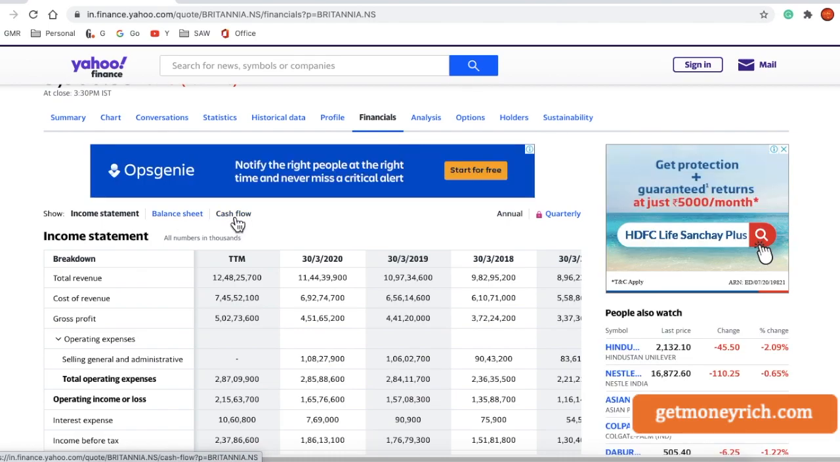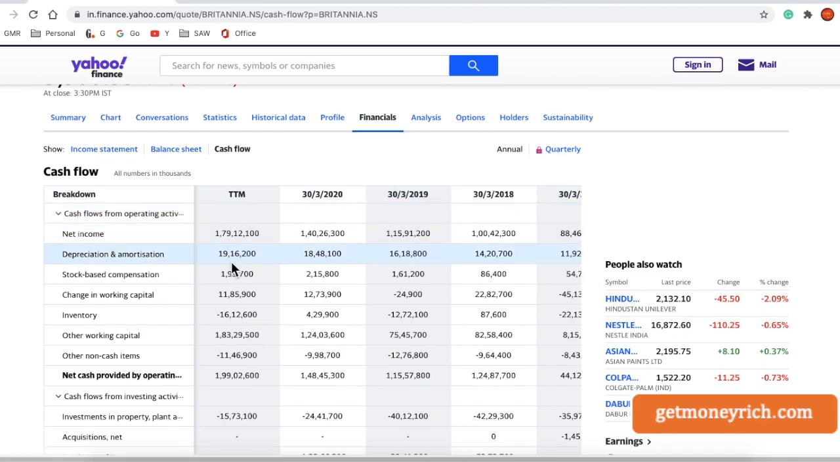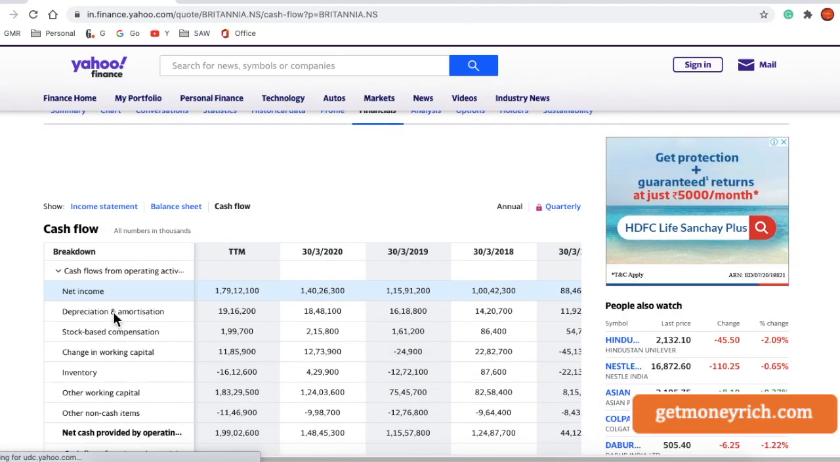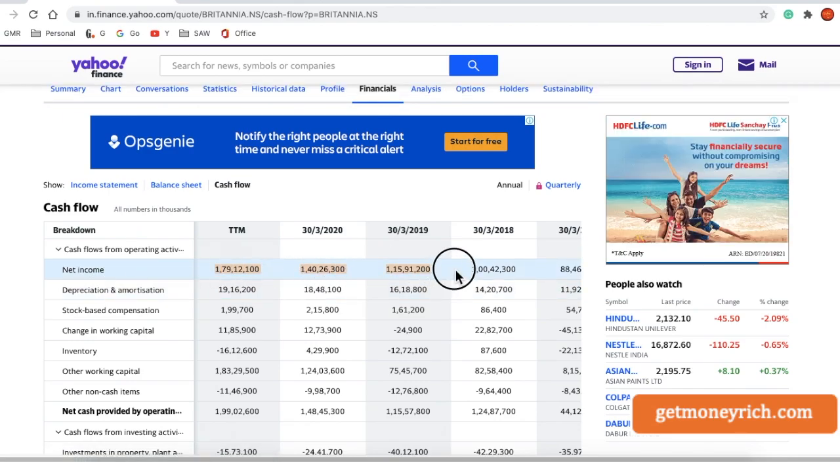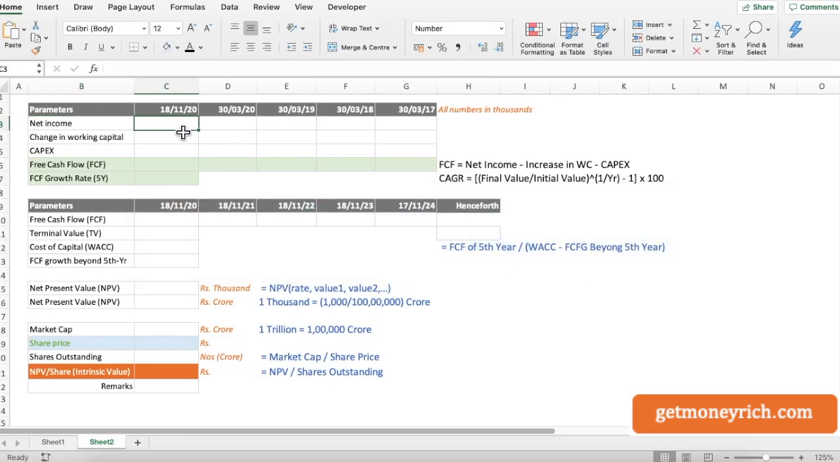We have to go to cash flow. Click the cash flow report, and once you click the cash flow report, you will see in the first line itself, you will see net income. Copy this number, copy the net income, go back to your Excel and paste the data here.